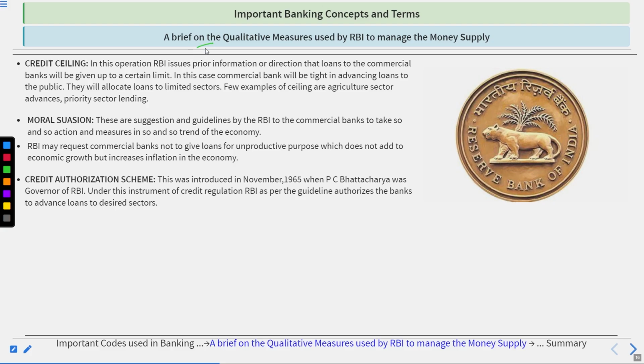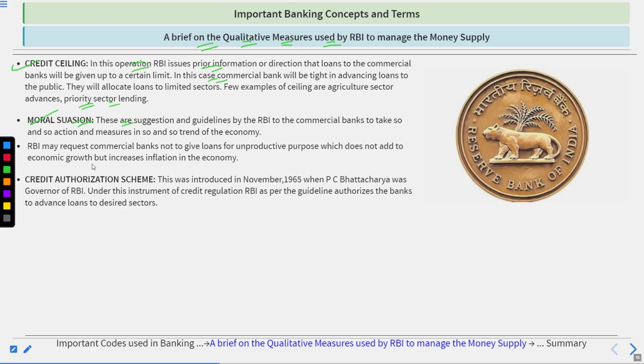Now, a brief on the qualitative measures used by the RBI to manage the money supply. First, credit ceiling. In this operation, RBI issues prior information or direction that loans to the commercial banks will be given up to a certain limit. In this case, commercial banks will be tight in advancing loans to the public. They will allocate loans to limited sectors. A few examples of ceilings are agriculture sector advances and private sector lending.